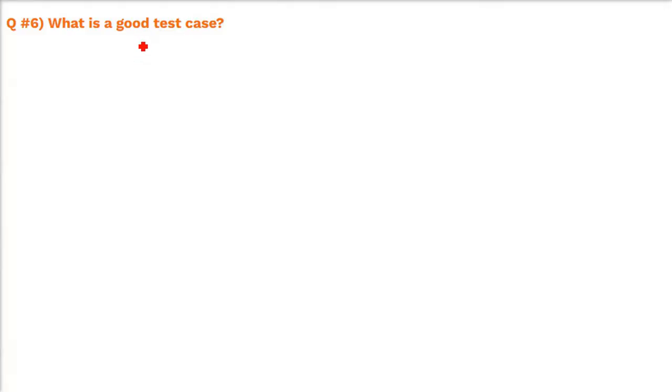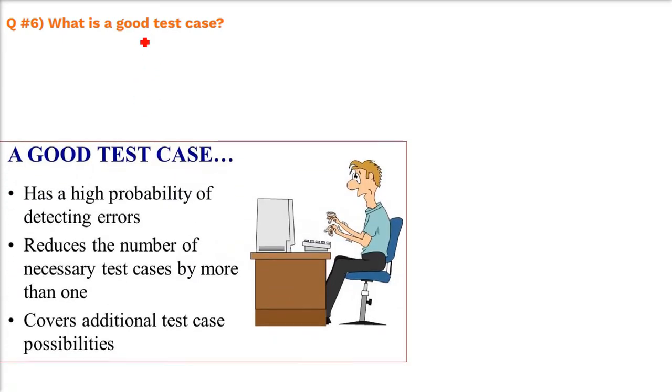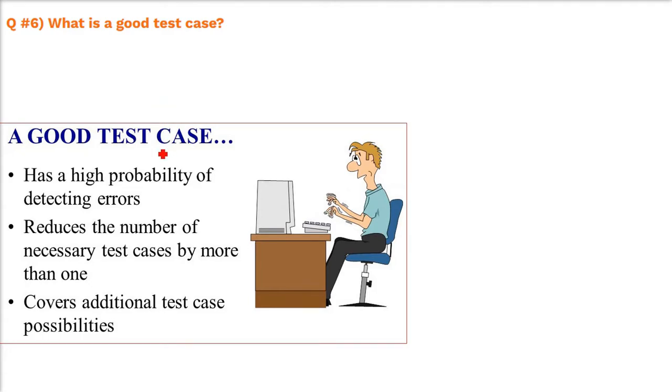Again, testing is done with an intent to find an error. So if you are making a good test case, it should give you some error. So a good test case should have a high probability of finding the errors. High probability. The test case which is just written without any probability of finding error is not a good test case. Then the test case should be limited. That is, it should cover the whole equivalence class.